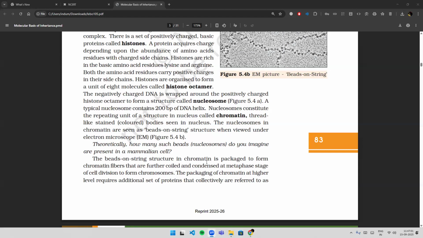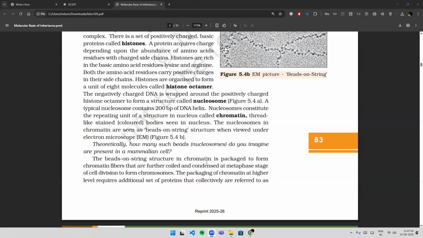Theoretically, how many such beads, nucleosomes, do you imagine are present in a mammalian cell? The beads on string structure in chromatin is packaged to form chromatin fibers, which are further coiled and condensed at metaphase stage of cell division to form chromosomes.